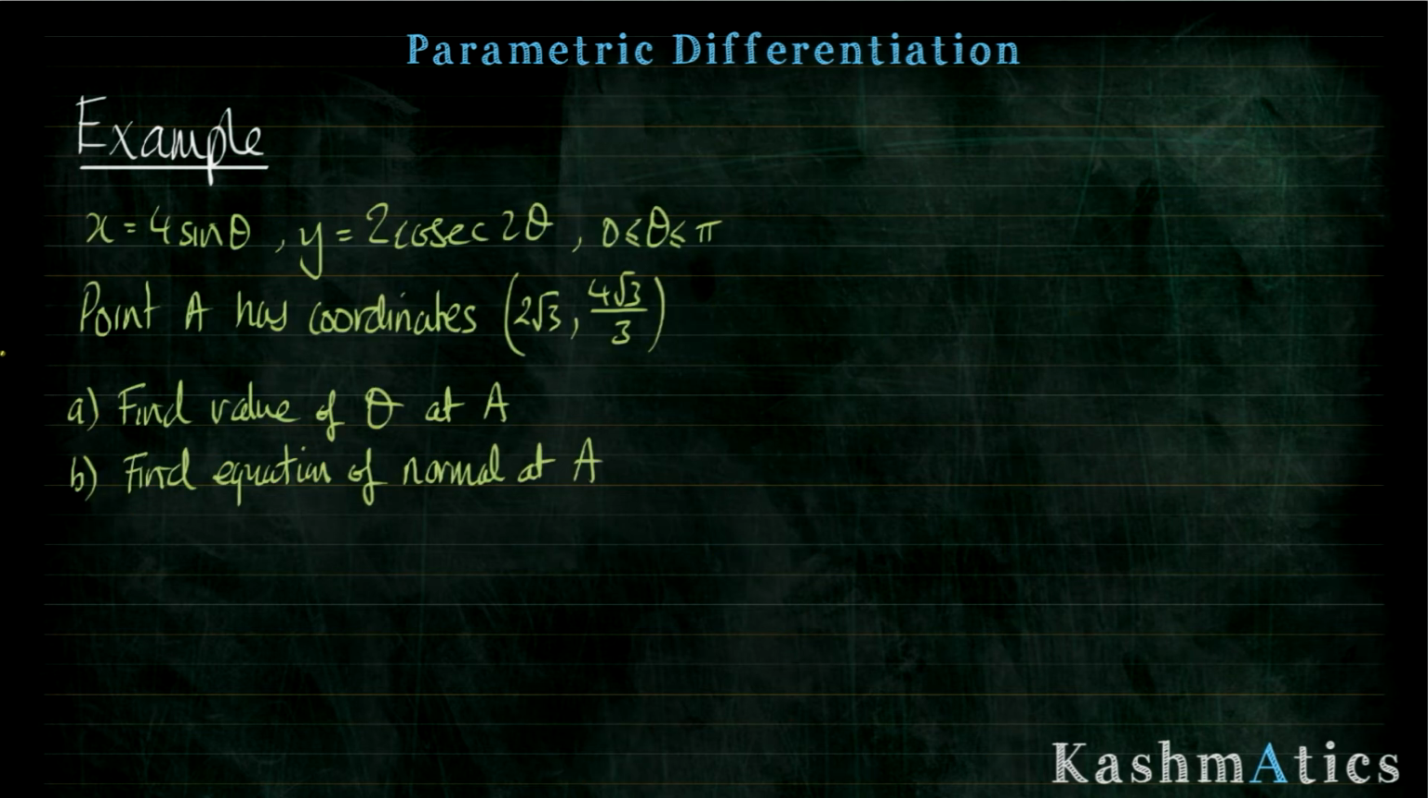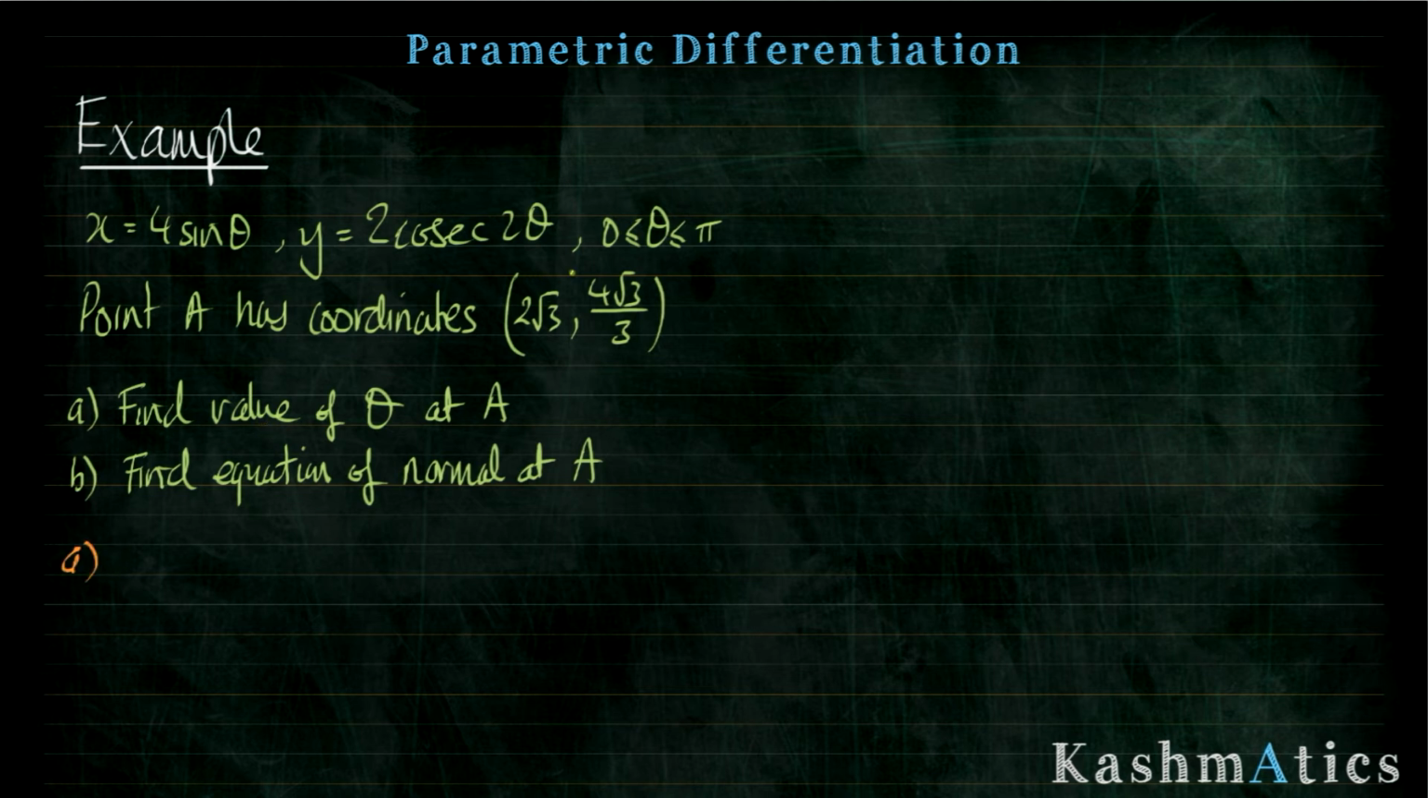This next example is a bit more involved. We've got x equals 4 sine theta and y equals 2 cosec 2 theta. And theta is between 0 and pi, and that domain is going to be really important. Now there's a point A on this parametric curve, and that's got the coordinates 2 root 3, 4 root 3 over 3. And the first part is asking us to find out the value of theta at that point. And the second part wants us to work out the equation of the normal at that point. So let's deal with part A first.